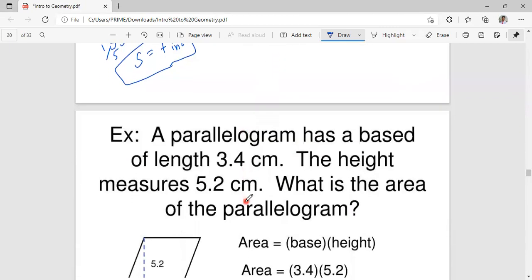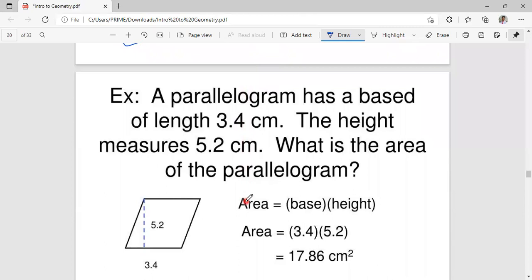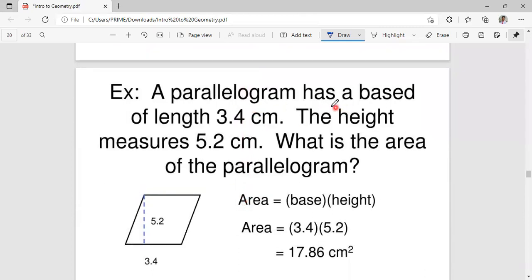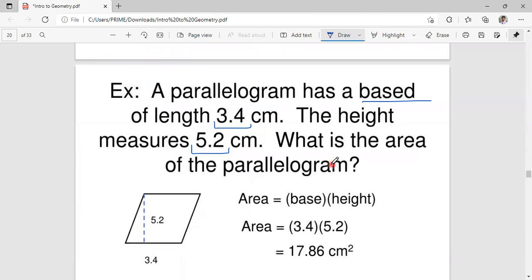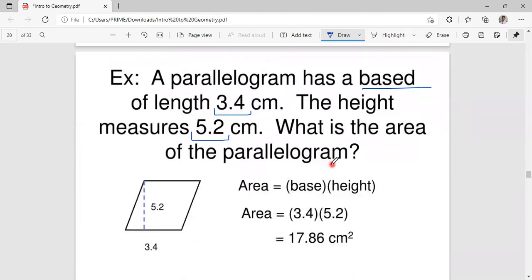Okay, move to the next one. We have a parallelogram over here, and it has a base. The base length is 3 cm. Then the height is 5.2 cm. Then what is the area of the parallelogram? So we have to find the area. What is the area? That is base into height. So we have to multiply base into height.